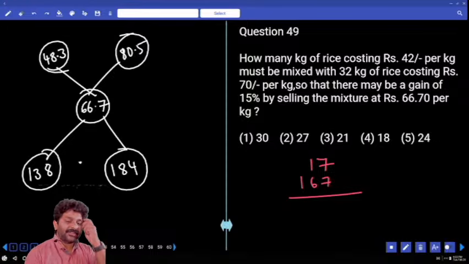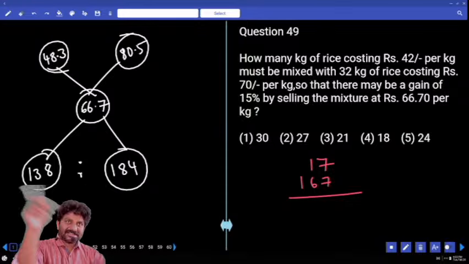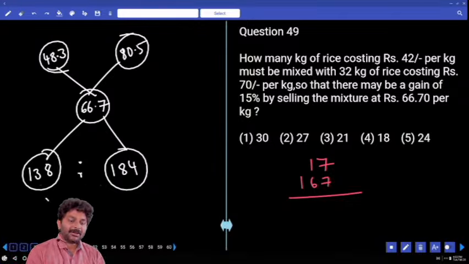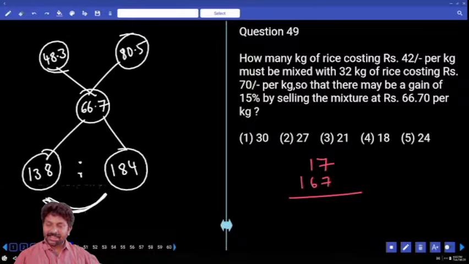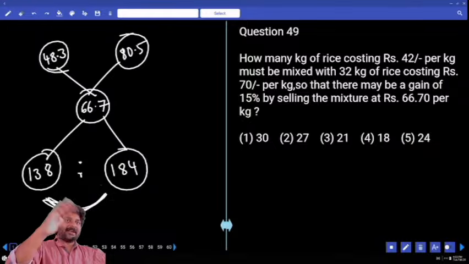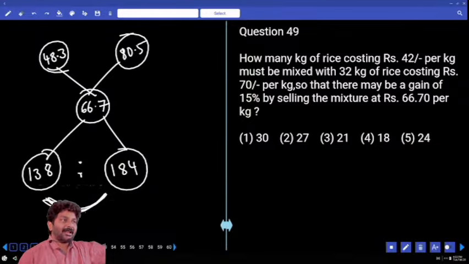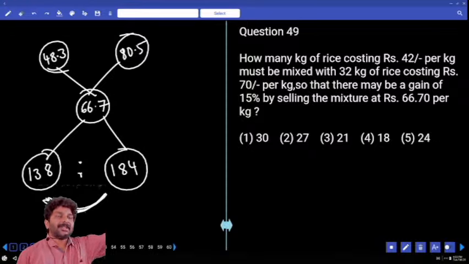Now you need to identify the ratio here. That means cancellation is involved, right? I told you many times, observe the difference and go with that. 138 and 184. What is the difference? Again, 138 is how much less than 150? 12. The other number is how much more than 150? 34. 34 and 12.